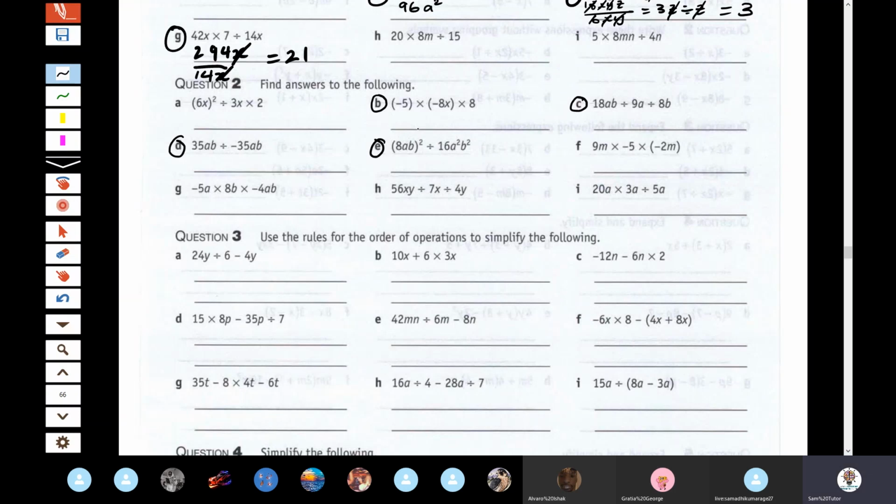Jono, let's see how you go with this one. -5 times -8 times 8. Were you able to work that out? Jono, can you hear me? Yeah, I just had to get my charger. Okay. Adele, for B, did you get it out? -5 times -8 times 8. What's that?